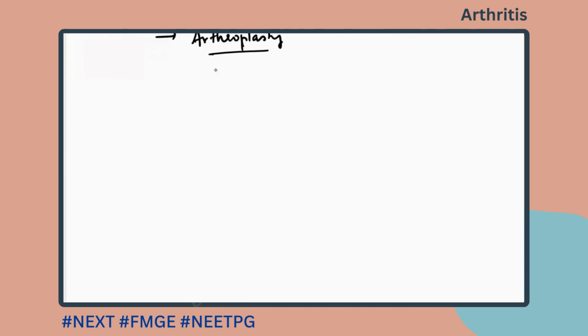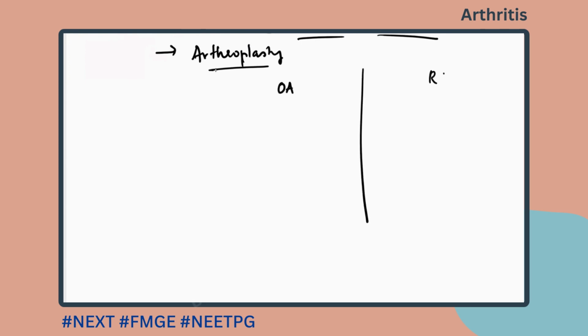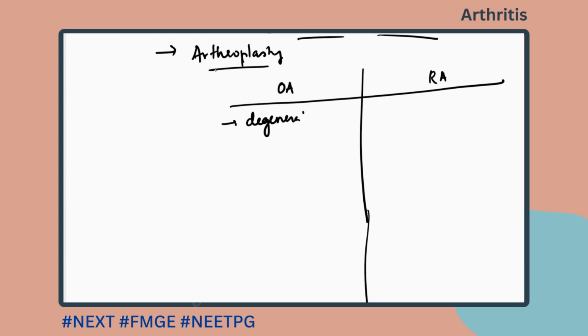Now, what is the difference between osteoarthritis and rheumatoid arthritis? Okay, we'll just see the differences alone. Here, this is a degenerative arthritis. And here it is an inflammatory arthritis. The most common joint affected is the knee joint.